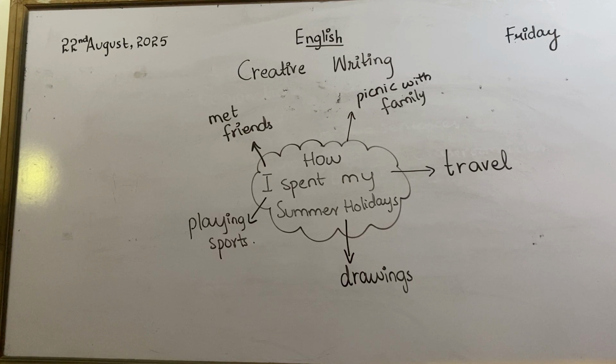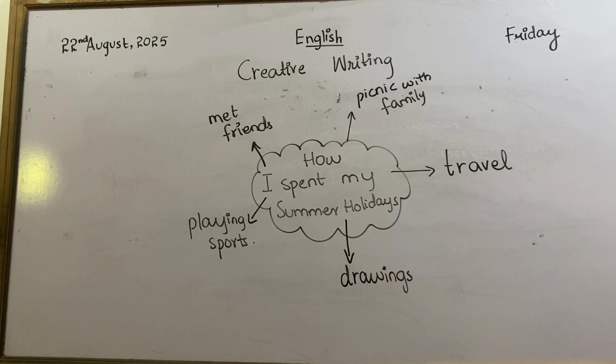In this creative writing, you all have to share your experiences of how you have spent your summer holidays. I can just make some ideas, I can just draw the bubble and try to do the mind mapping, but it is you who have to tell me how you have spent your summer holidays, and you have to write the paragraph in a minimum of 120 words. Okay, you can write more than that, but it should be minimum 120 words.